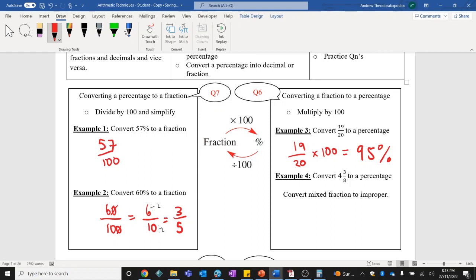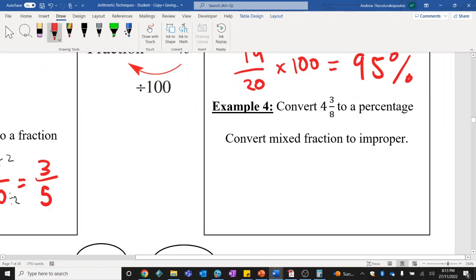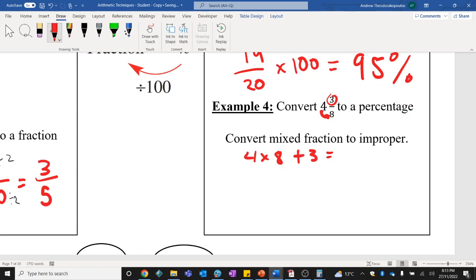Now this one here is a little bit trickier, but because it's a mixed fraction, the first thing you'll need to do is convert it into an improper fraction. And for those who remember primary school a long time ago now, you will multiply the number at the front, which is the 4, with the 8, which is the number at the bottom. So 4 times 8, and then add the number that's on top, plus 3. That equals 32 plus 3, which is 35, and then we put it over the original denominator. So that is an improper fraction. So all we need to do now, 35 divided by 8 times 100.